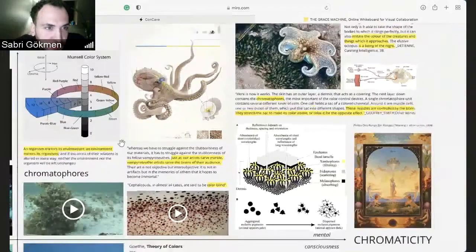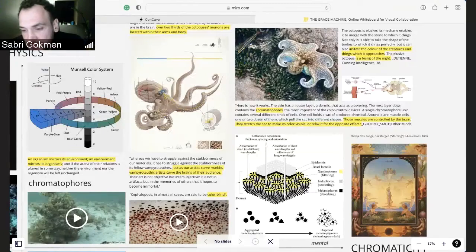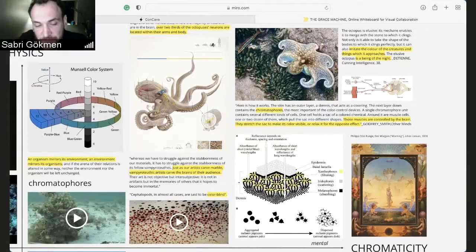So I actually placed Munsell's color system here to give us an indexation of how we structure color. This is separate from Goethe's theory of color, which we'll look at later. But this whole idea about chromatophores is a way of the organism mimicking or reflecting its environment. So basically, an octopus is super conscious about its surroundings, and although this will be the most controversial aspect of this, it is colorblind.